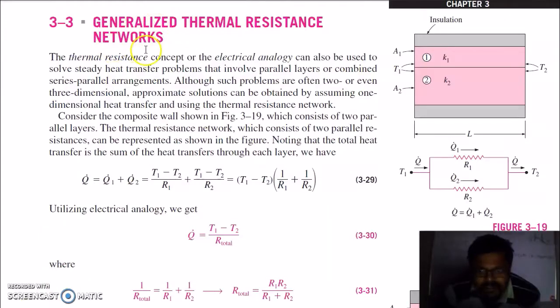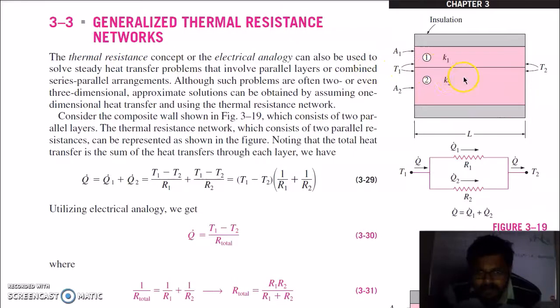Generalized thermal resistance networks. The thermal resistance concept, or the electrical analogy, can also be used to solve steady heat transfer problems that involve parallel layers or combined series-parallel arrangements. Although such problems are often 2 or even 3-dimensional, an approximate solution can be obtained by assuming one-dimensional heat transfer. It means we insulate the upper side and lower side so that heat flows only in one dimension.